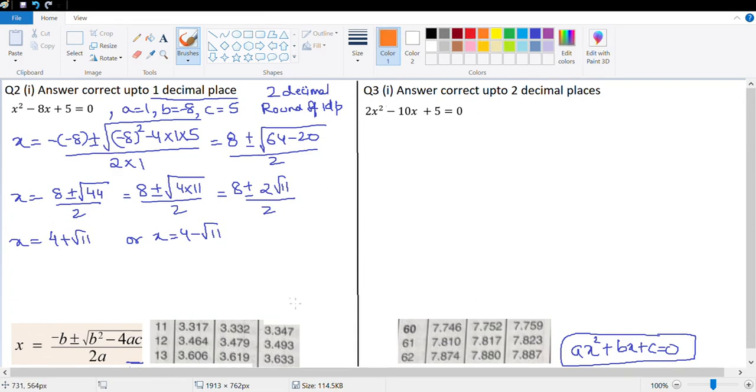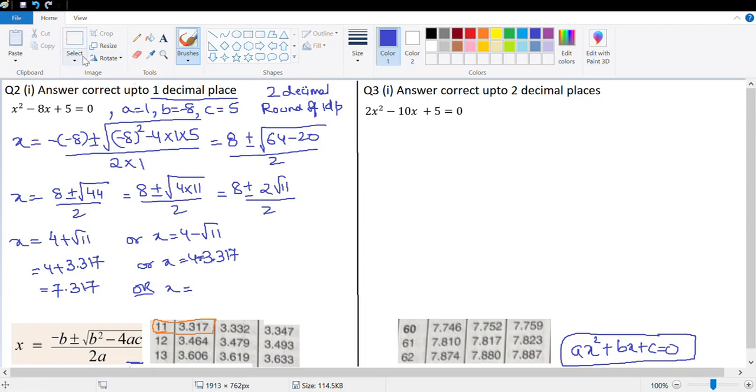This is the square root table that I've taken from the end of your book. The first number under the column which has 0 in it is the square root of 11, which means this is 3.317. So x is equal to 4 plus 3.317 or x is equal to 4 minus 3.317. This is equal to 7.317 or x is equal to 4 minus, right?